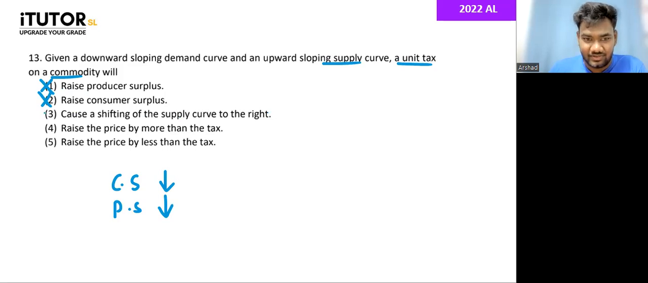No, it's a leftward shift. Raise the price by more than the tax. Does the price increase more than the tax? Let's say you put a tax of 5 rupees. Can the price increase by 10 rupees?